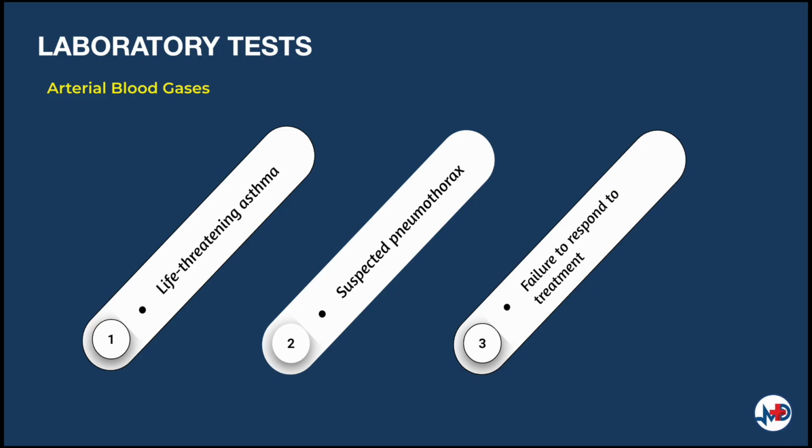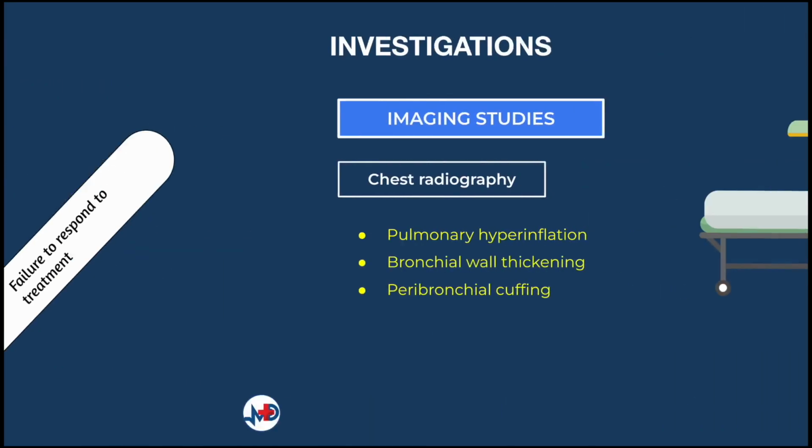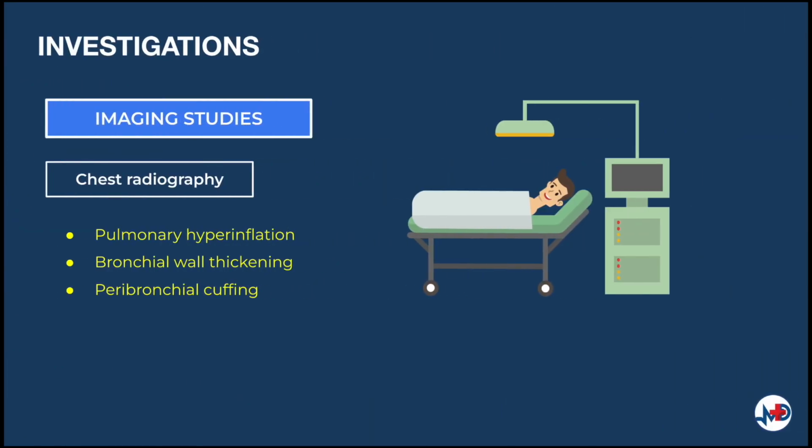Histologic evaluation of airways typically reveals infiltration with inflammatory cells, narrowing of airway lumina, bronchial epithelial denudation, and mucus plugs. As for imaging studies, chest radiograph changes which can be seen include pulmonary hyperinflation, bronchial wall thickening, and peribronchial cuffing. A radiograph may also show evidence of parenchymal disease, atelectasis, pneumonia, congenital anomaly, or a foreign body.